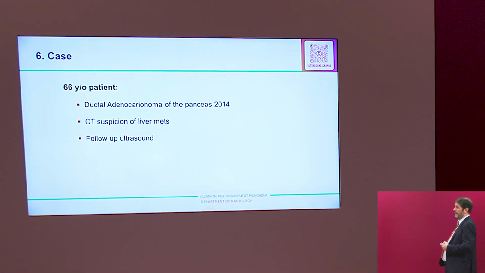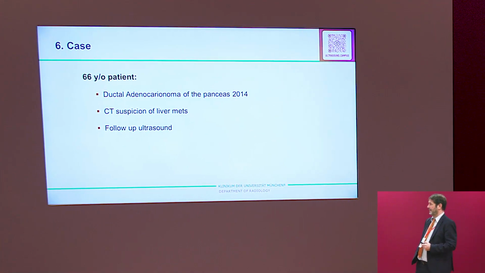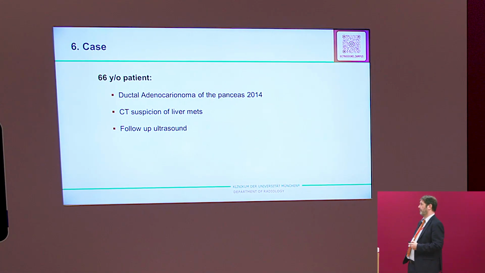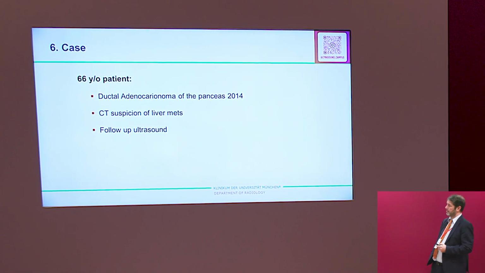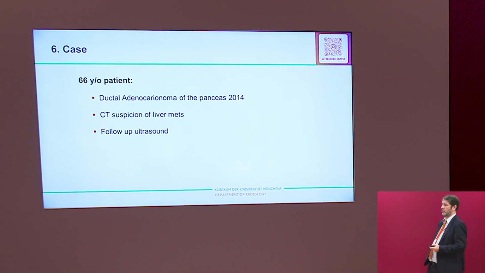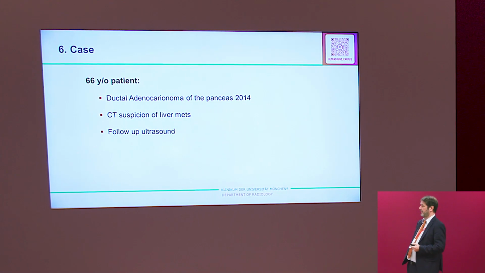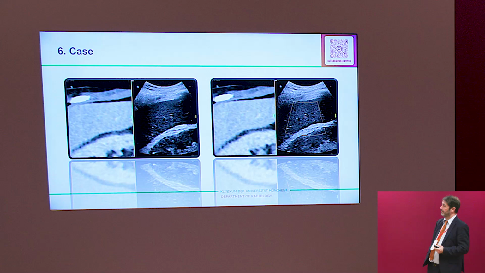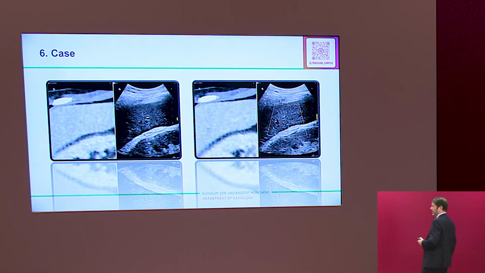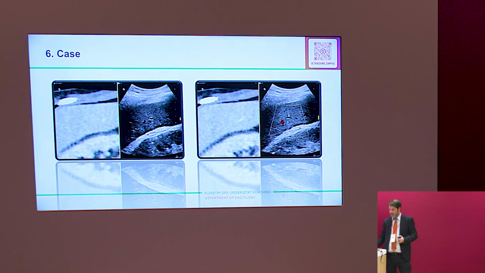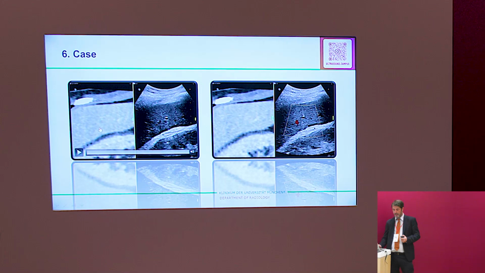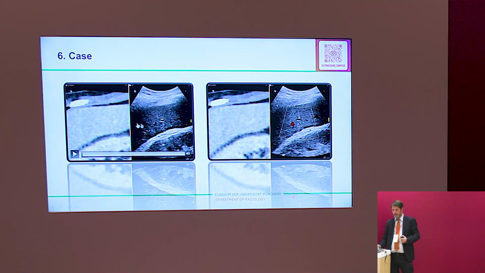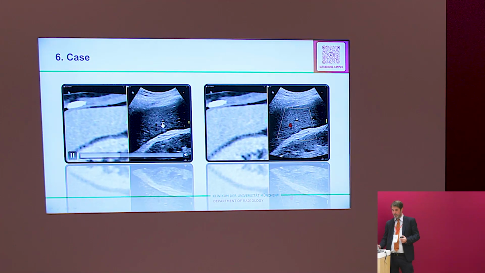Another patient, the patient has got cancer of the pancreas, 2014, and the MRI suspicion of liver mets. We should rule out whether it is really liver mets or something else. Here it is very difficult to see. There's a lesion with a marker. There's a lesion in ultrasound.